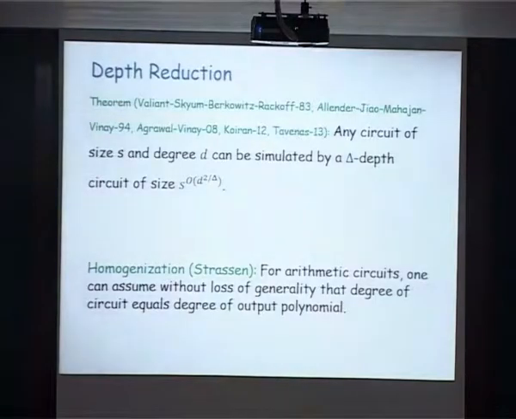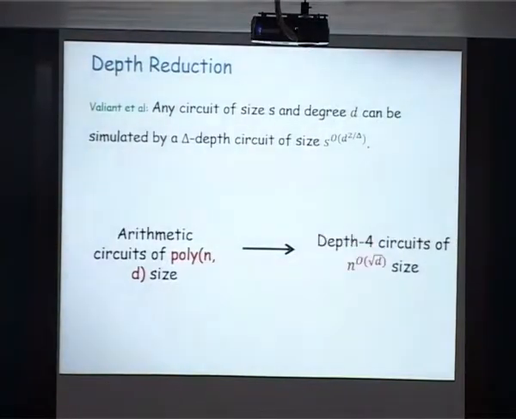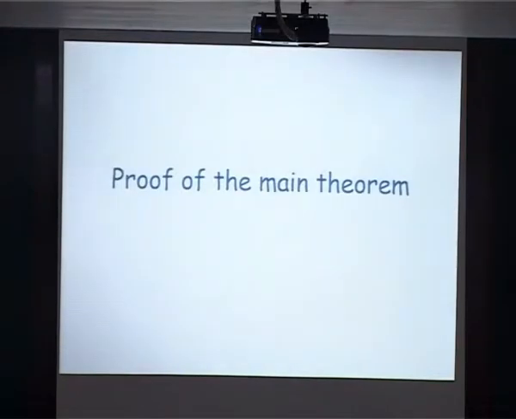But in the case of arithmetic circuits, the nice thing is that we can assume essentially without loss of generality, because of what I told you earlier, that the degree of the circuit actually equals the degree of the polynomial that we are trying to compute. Okay. I'll just go on to the proof.